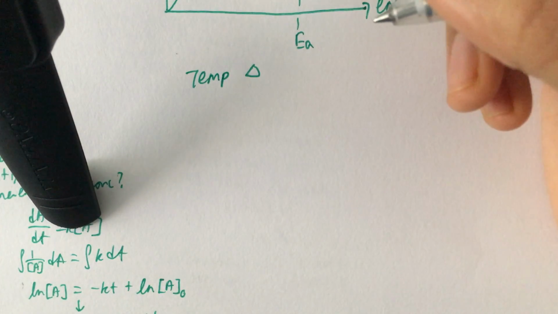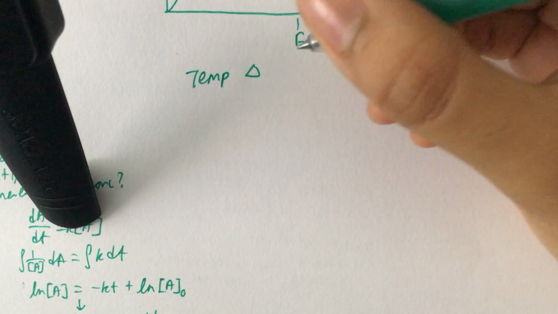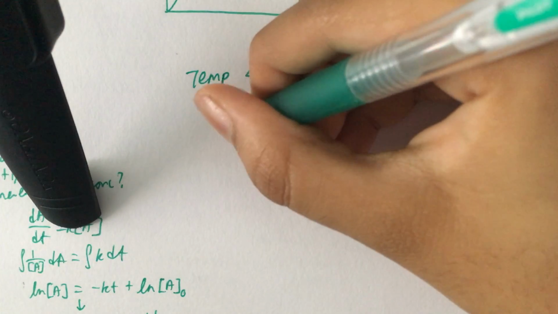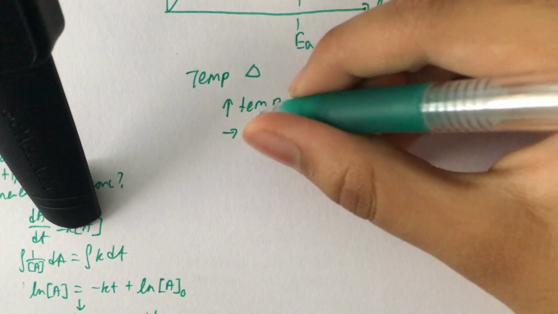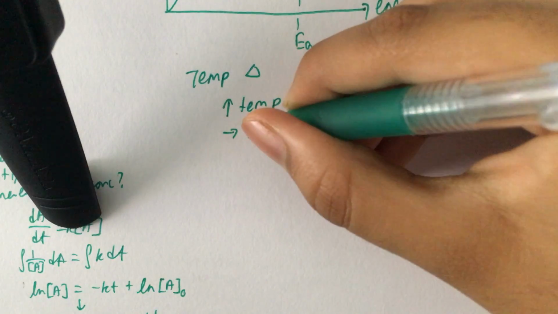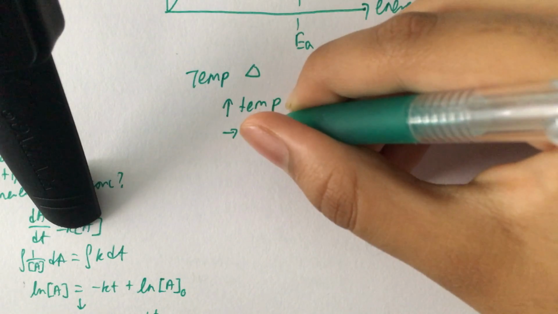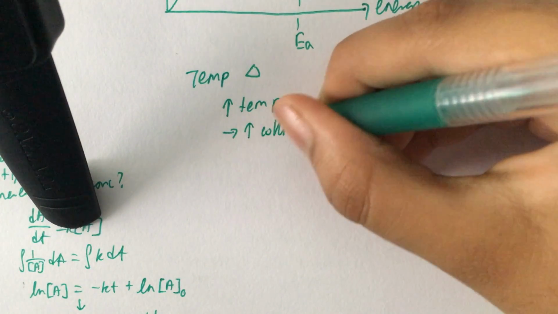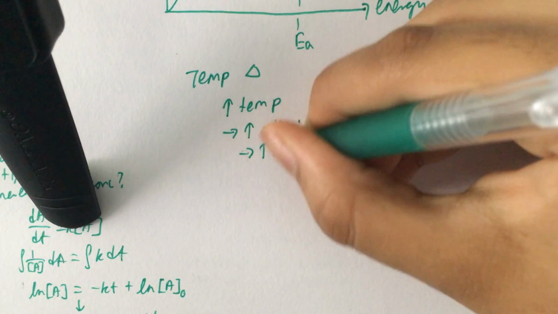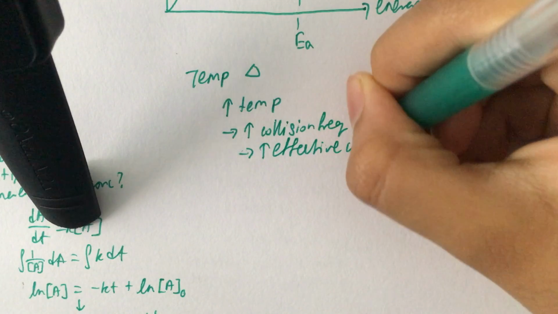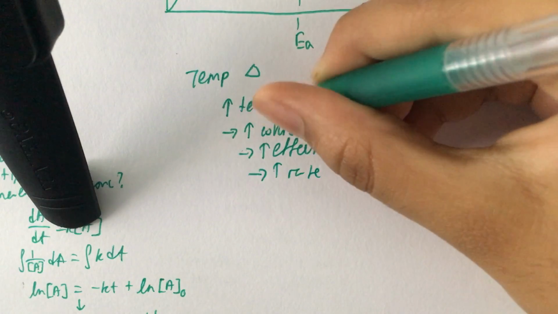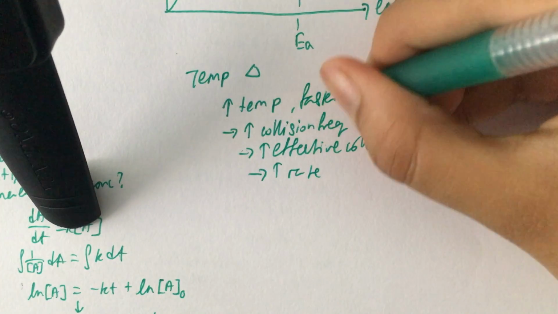For temperature change, you can use either collision frequency or the Boltzmann distribution. If you use collision frequency, when you increase the temperature, the particles will move much faster. So they will have increased collision frequency, and of course increased frequency of effective collisions, meaning the right orientation and all that. You get the idea. So the rate is going to increase because the rate constant itself increases.